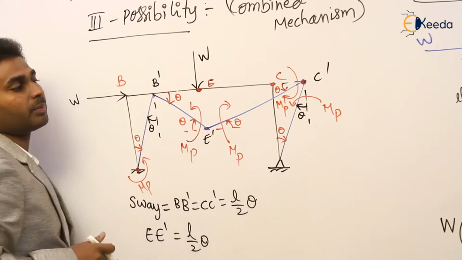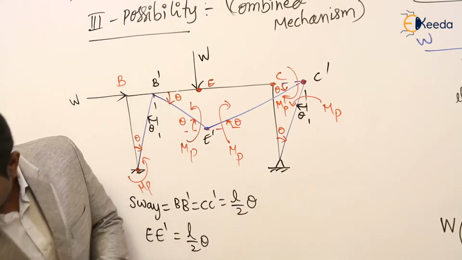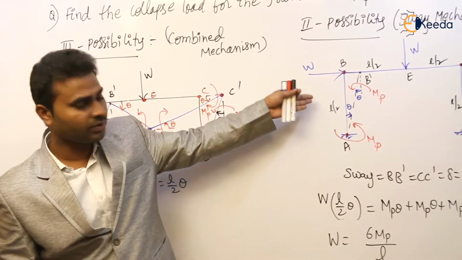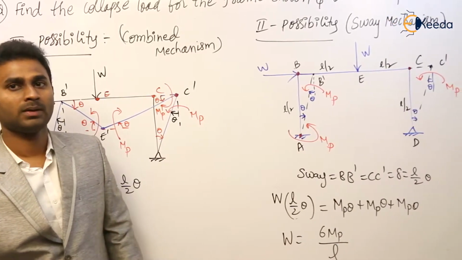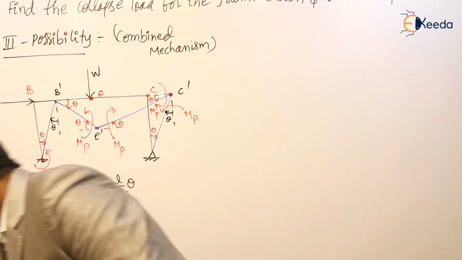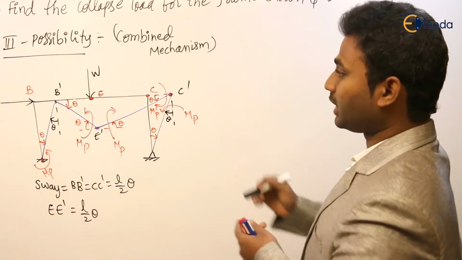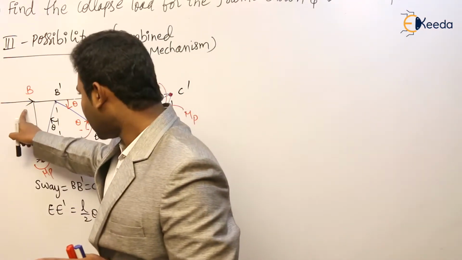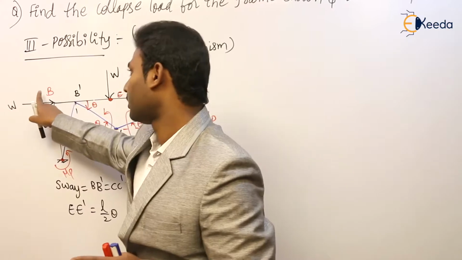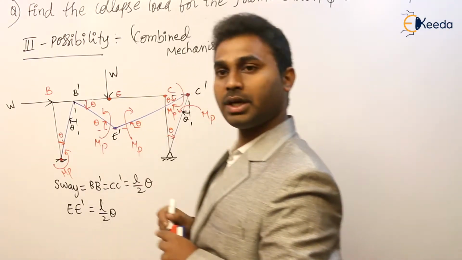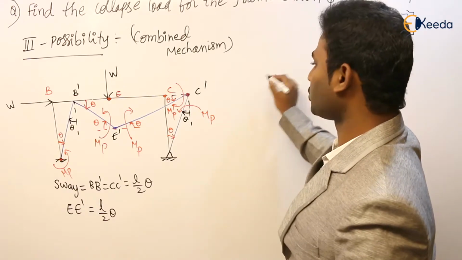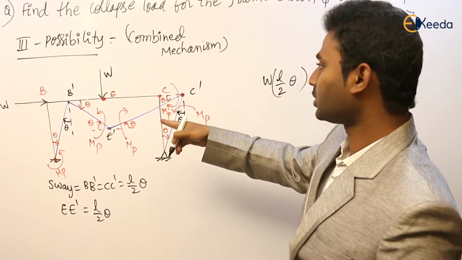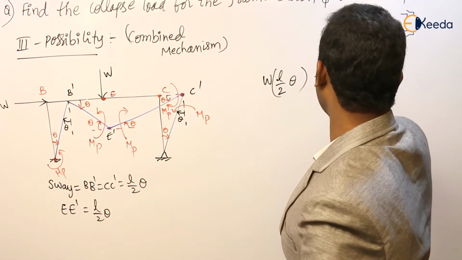So now write the principle of virtual work, which means external work equals internal work. For that I am erasing this. The second possibility is the sway mechanism, so take it down. Those who have not taken this, take it down first. Sway mechanism. Now write down the principle of virtual work. External work: as we discussed, both the horizontal and vertical loads are doing work, because B has translated from B to B dash and E from E to E dash. Agree? So external work: W into how much it has translated, L by 2 theta, and here W, the same, W L by 2 theta. So this is the external work.